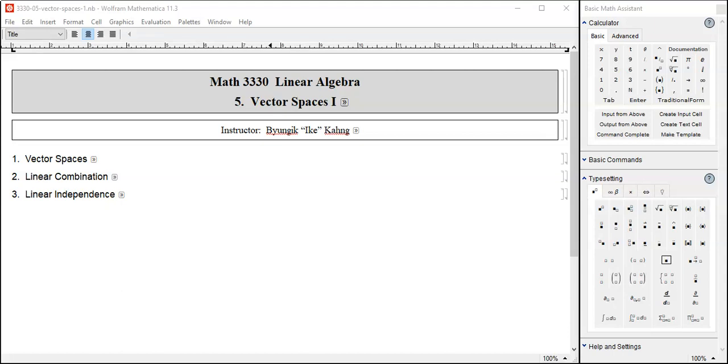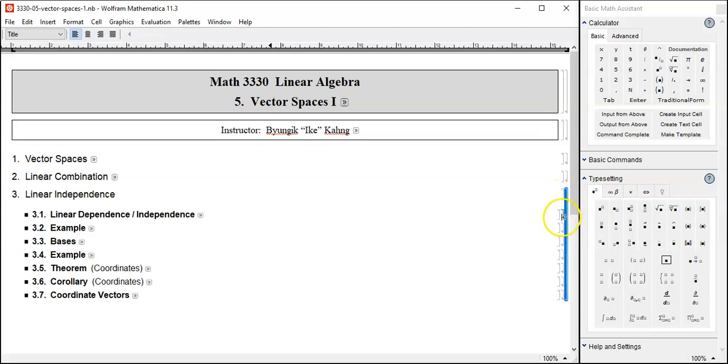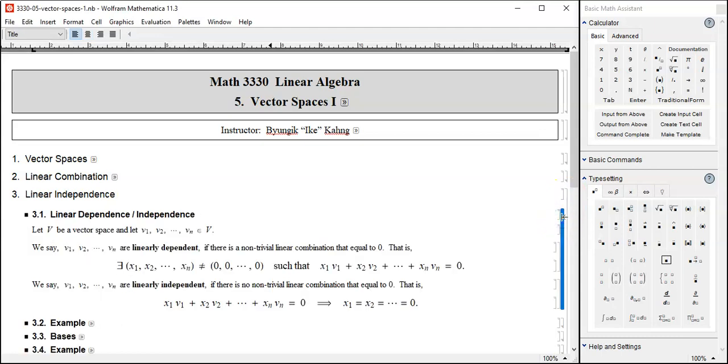Hello students, welcome back. In the previous videos, we talked about linear combinations and generators. And now let's talk about linear independence. We begin with n vectors, v1, v2, all the way to vn, from a vector space capital V.